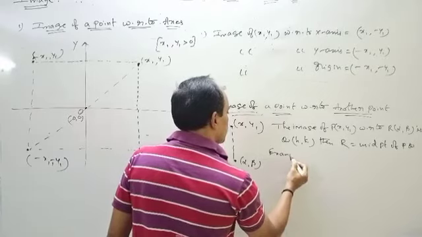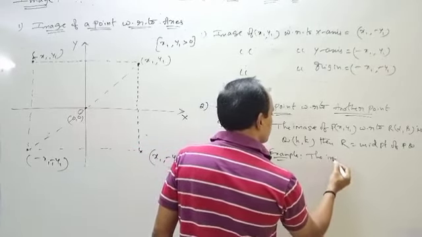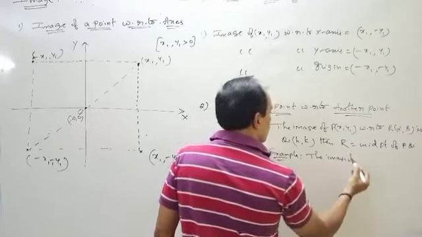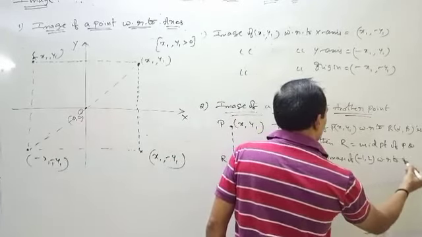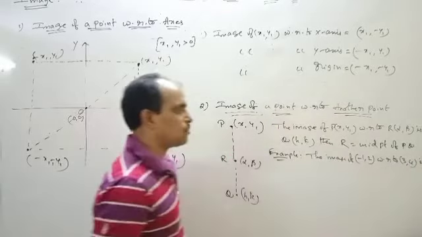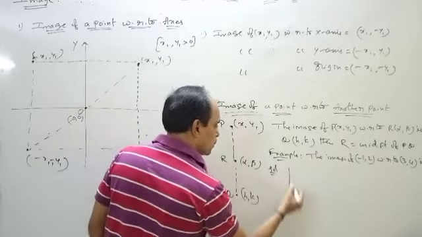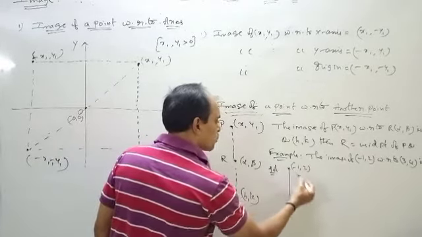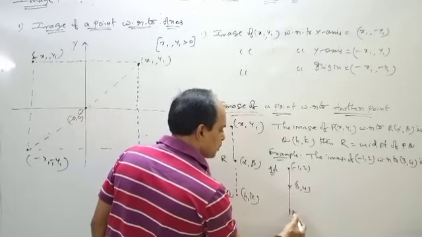Now I write an example. The image of (-1, 2) with respect to (3, 4) is dash. We have to find the image of (-1, 2). This is the point (-1, 2) with respect to (3, 4). So this will be the image.